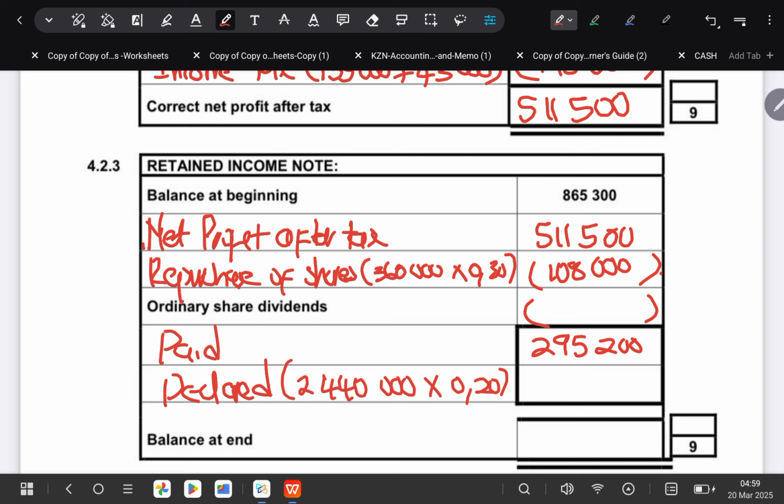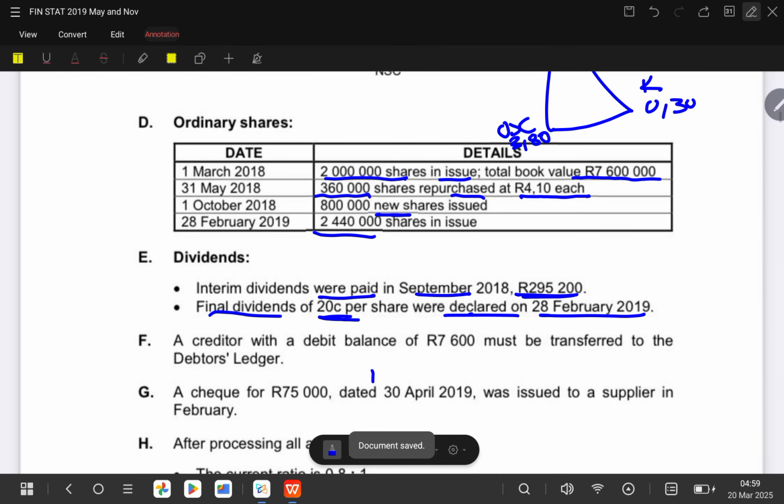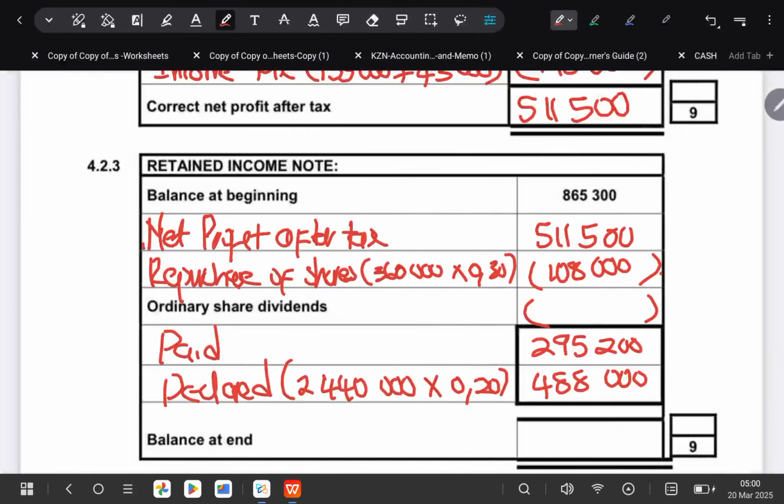So let's see, 2,440,000 multiplied by 20 cents is giving us 488,000. So remember, the number of shares that we had at the end is 2,440,000, and they said you paid 20 cents per share. Okay, so we have already dealt with that. I hope this makes sense. So we'd have 488,000. From there, you can work out our retained income and close it off.